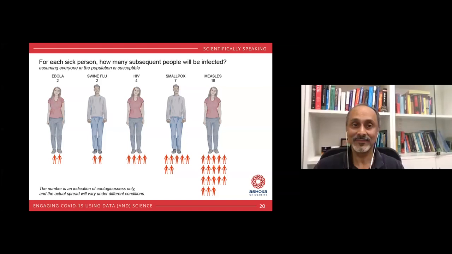In the background, we have some of the reproductive ratios for other diseases that we know about. So Ebola is 2, swine flu is 2, HIV is 4, smallpox is 7, and measles is 18.